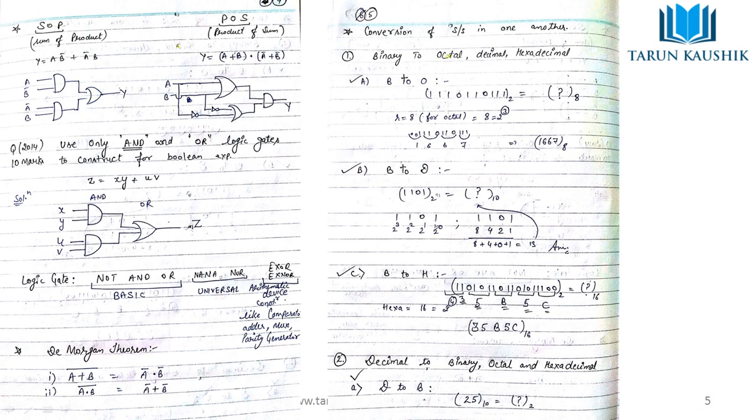Okay, so B to H is similar again. Now we are doing the hexadecimal, meaning 16, and 16 is 2 raised to power 4. So we are required to do the grouping of 4 binary bits. Do the grouping, get your answer.